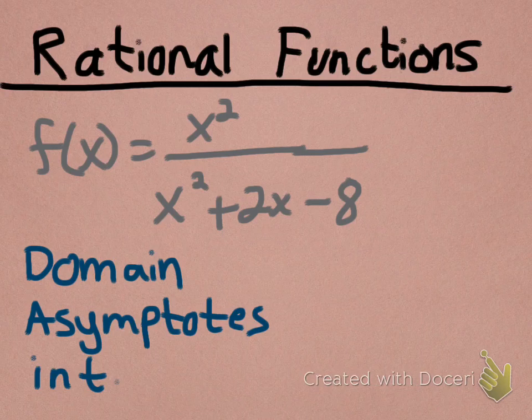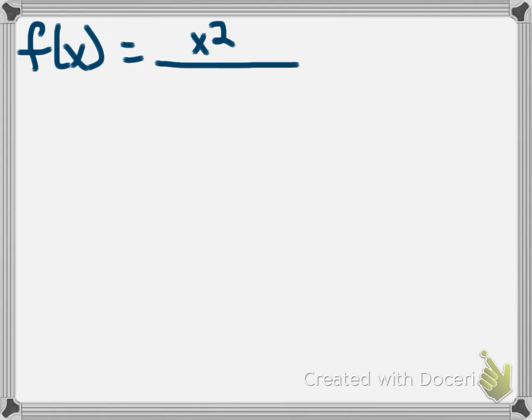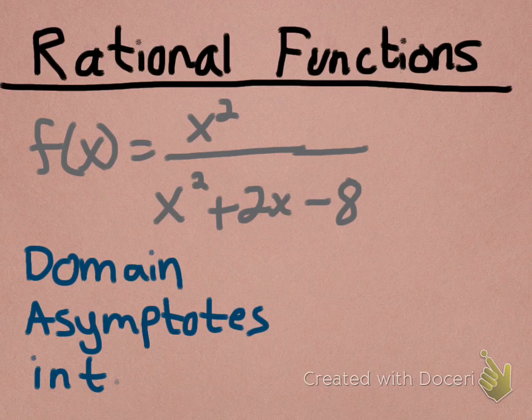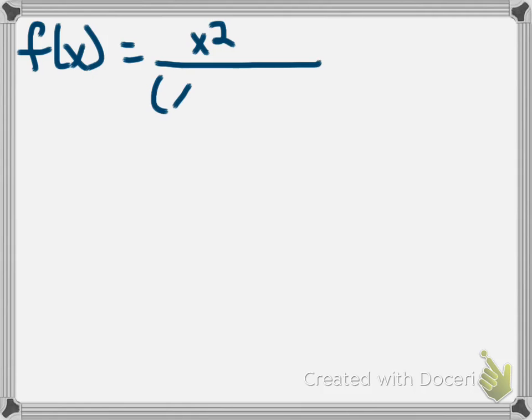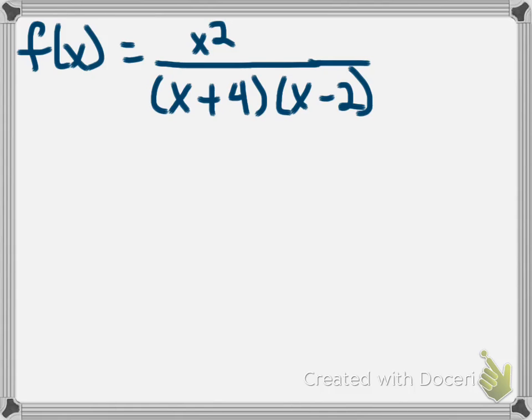Let's talk about the domain. In order to talk about the domain, we need to figure out where the denominator is equal to 0. So we're going to actually rewrite this as a factored function. So f of x is equal to, still have the x squared on top. But now on bottom, when you look at our denominator, this can be factored. X squared plus 2x minus 8 could be factored into x plus 4, x minus 2. So again, we're just factoring that denominator, x plus 4, x minus 2. It's always easier to visualize that for the domain.